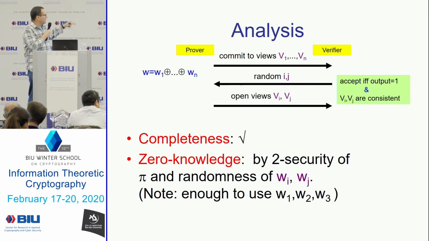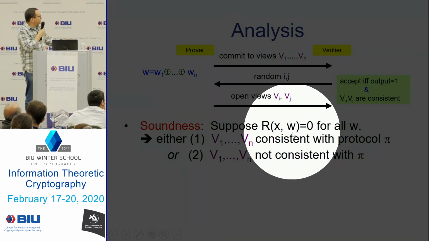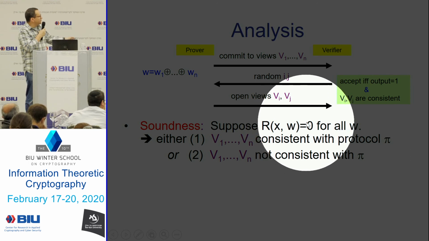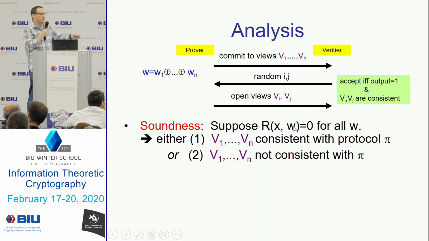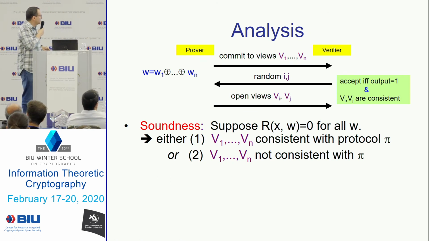Okay, so now, let me start with the easy part. Completeness, straightforward. Zero knowledge follows from the fact that the MPC protocol is secure against two parties, so revealing two views to the verifier is fine. How about soundness? So there are two possible strategies for the prover in case that the statement is false. If the statement is false, it means that no matter which W the prover chooses, the relation outputs 0. So if the protocol is run honestly, the parties will be unhappy in the end.